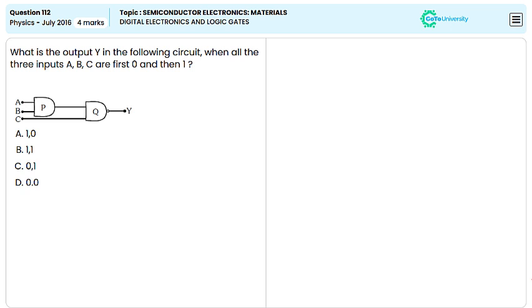What is the output Y in the following circuit when all the three inputs A, B, C are first 0 and then 1? Let us understand the circuit. Gate P is an AND gate and gate Q is a NAND gate. And the logic works as follows.